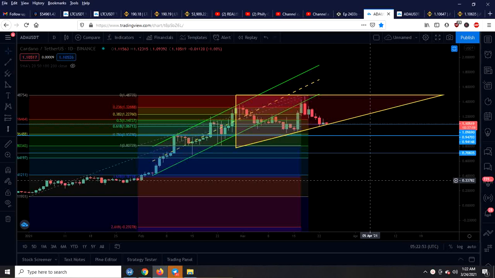In today's tutorial, we will be analyzing Cardano, and specifically we're going to talk about the MACD, the Relative Strength Index, the simple moving averages, an ascending triangle, even the ascending parallel channel for a second, and also the Fibonacci Retracements and Extensions, and how they play a role in what's happening today.